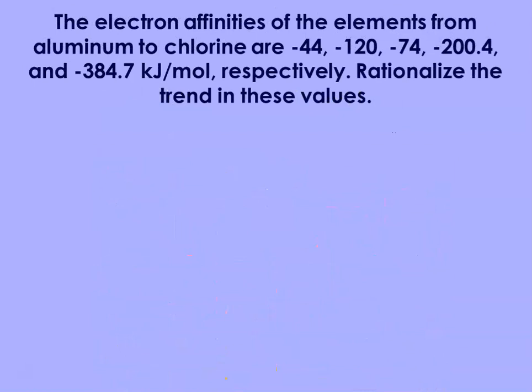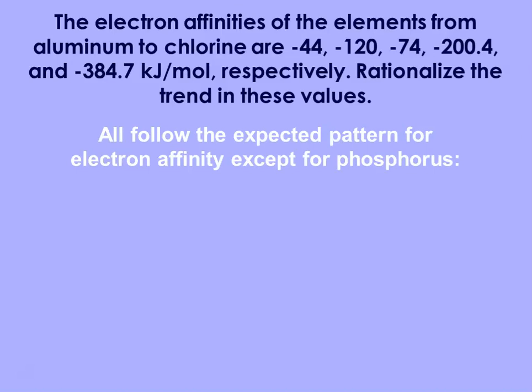Here you're given electron affinities for aluminum, silicon, phosphorus, sulfur, and chlorine. We see that aluminum and silicon increase in electron affinity, but then it drops for phosphorus and goes back up for sulfur and chlorine. Why would that happen? Electron affinity is the ability to gain an electron.